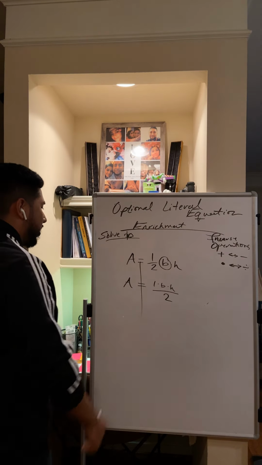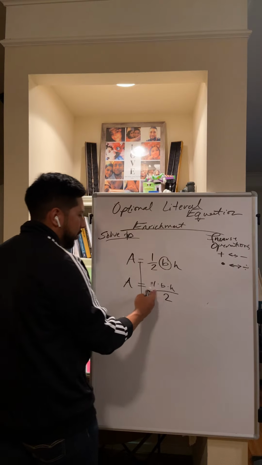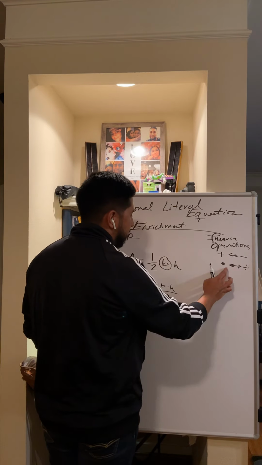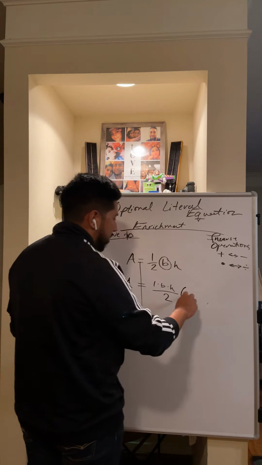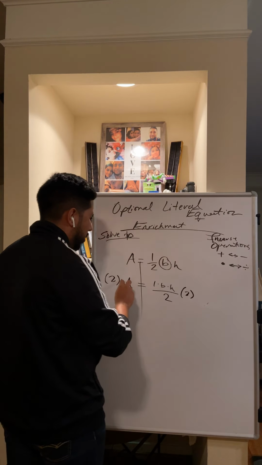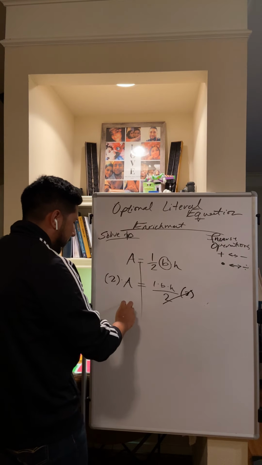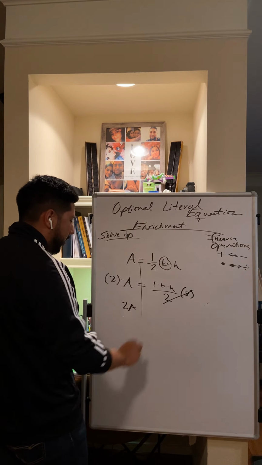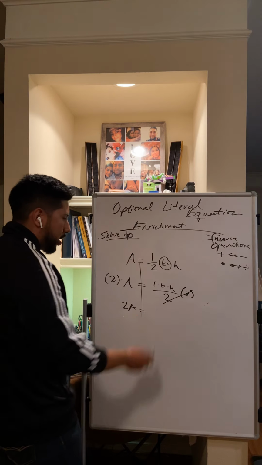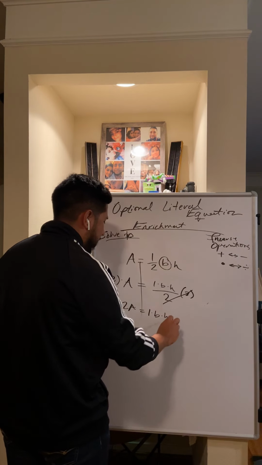So now, let's get rid of some stuff. That 2, I don't need it there. Let's do the opposite of the fraction, which is multiplication. Got to multiply by 2. Multiply by 2. These 2's cancel out. 2 times a, it's just 2a, equals whatever we have left over, 1 times b times h.